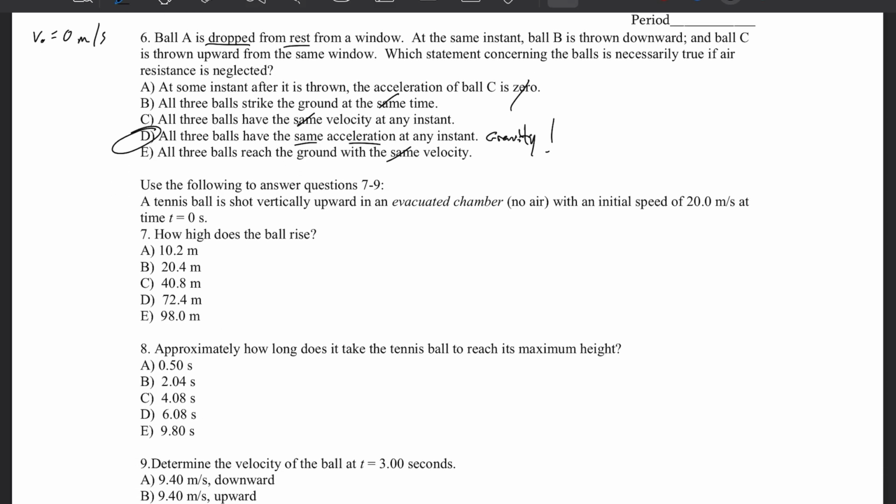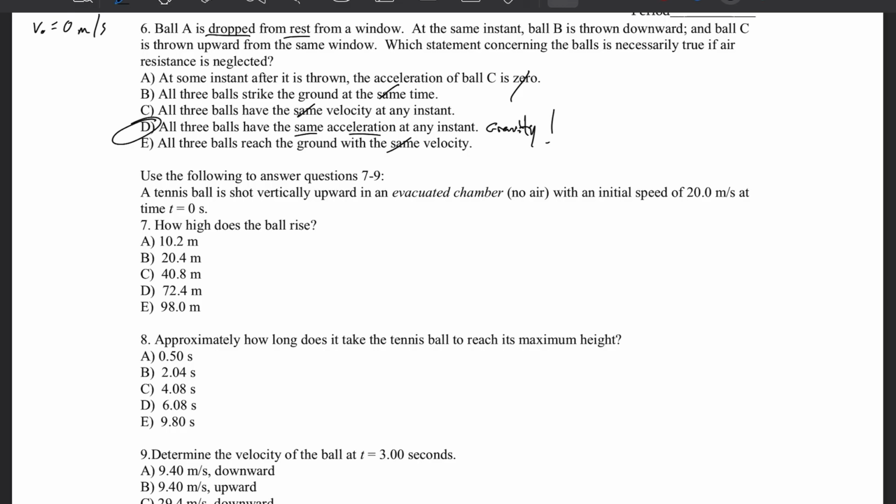Use the following to answer questions 7, 8, and 9. A tennis ball is shot vertically upward in an evacuated chamber, no air. That's just extra info. With an initial speed of 20 meters per second at time equals 0. So don't get hung up on time equals 0. Time equals 0 just simply means that at the starting point it is thrown upwards. So our V naught is 20 meters per second. We know that acceleration is 10 downwards. It's in the opposite direction, so it's going to have the opposite sign.